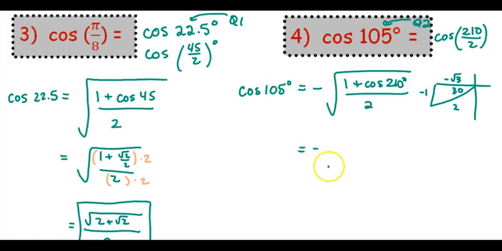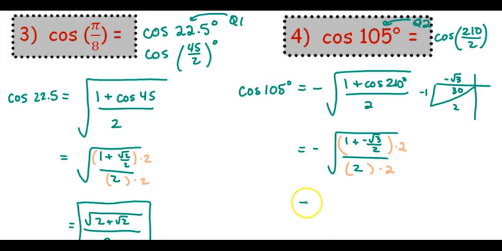Okay, so we have negative square root of 1 plus the cosine of 210, which is negative square root 3 over 2, and that's all over 2. Now we do our 2 over 2 thing and our split it into two radicals thing. So we have negative square root of 2 minus square root 3, all over 2. And you can check that on your calculator.